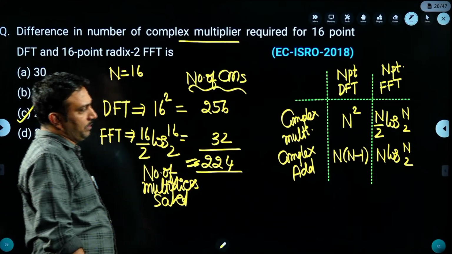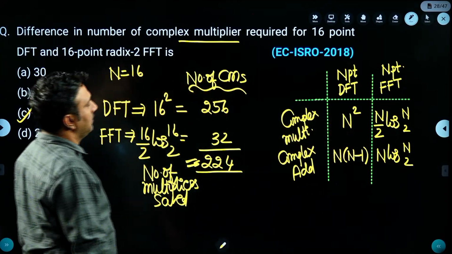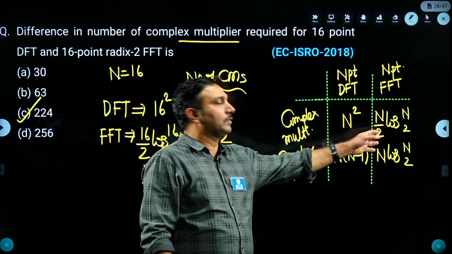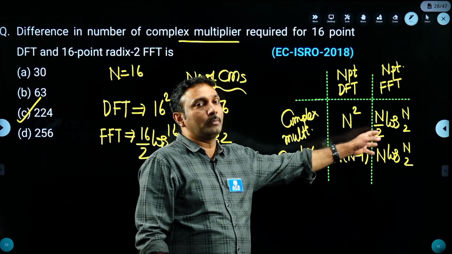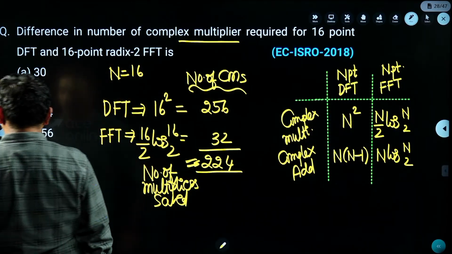So once you are thorough with the standard relation, you can answer it. Number of multiplications in the case of DFT is N square; in the FFT algorithm, that butterfly structure, it becomes N by 2 log N base 2. Additions are N into N minus 1, and N log N base 2.